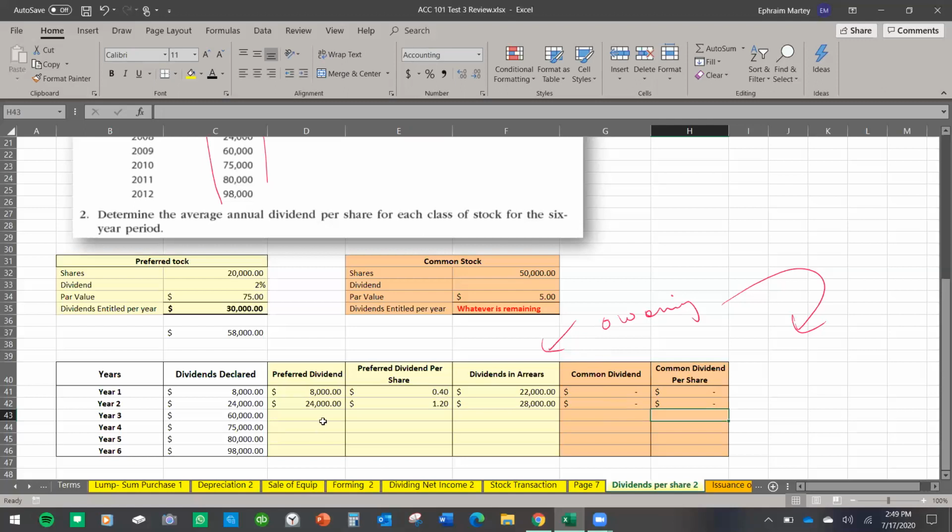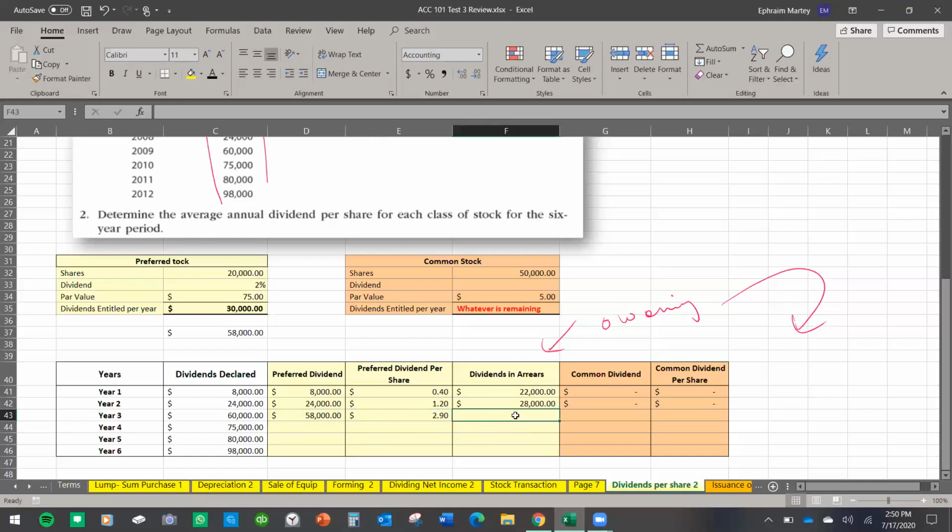Okay, now in the third year, we declared $60,000. Now we are owing them 28,000 plus 30,000, which is 58,000. So that means we can pay all the 58,000. We can pay them the yearly amount plus how much we were owing them. Now we were going to have this one divided by the number of shares. So in the third year, each shareholder had $2.9.